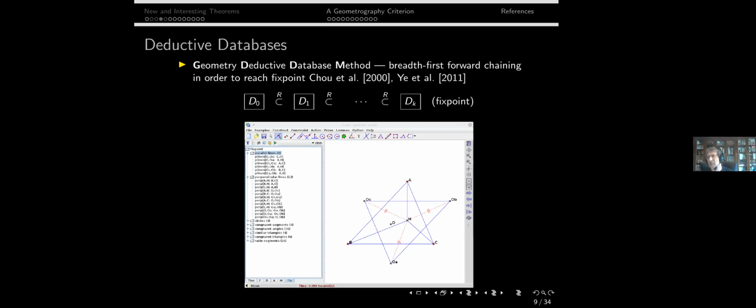For instance, if we pick the geometry automated theorem provers, and more specifically deductive databases, the geometry deductive database method as developed by Xu and others in 2000, and also integrated in the GeoGebra software, the GGEX software, in 2011, we can find the process of finding the fixed point, saying that from the set of rules of the deductive database method and a conjecture, given a geometric construction, we begin applying the rules to find facts about that construction, and apply the rules again.